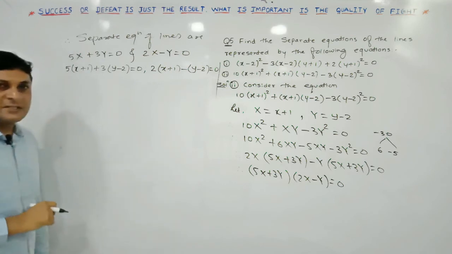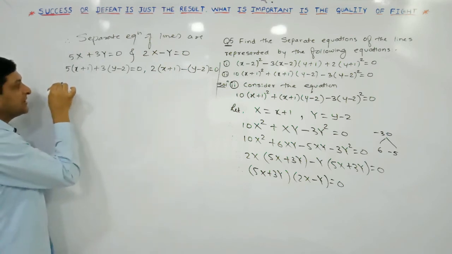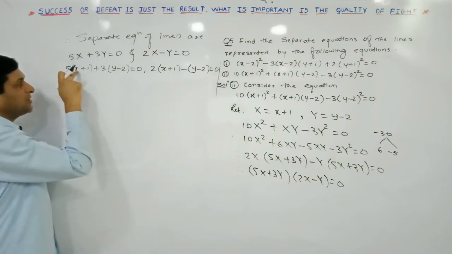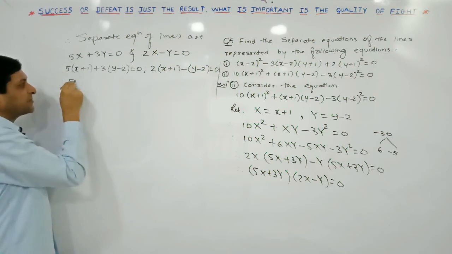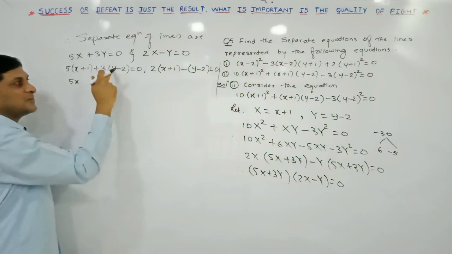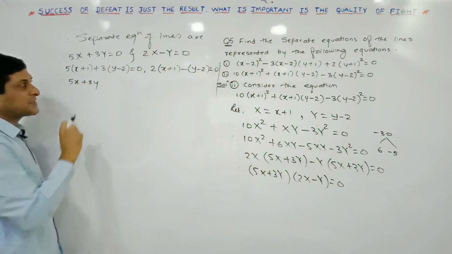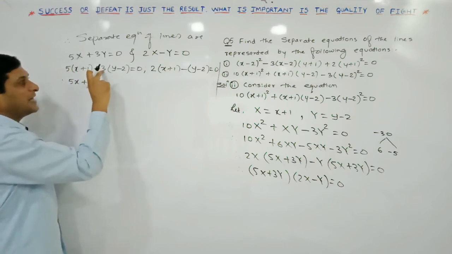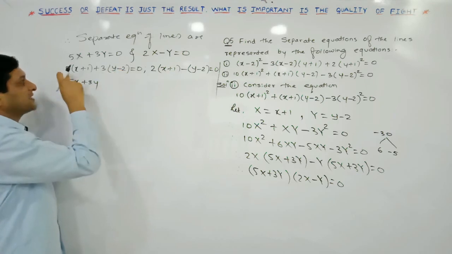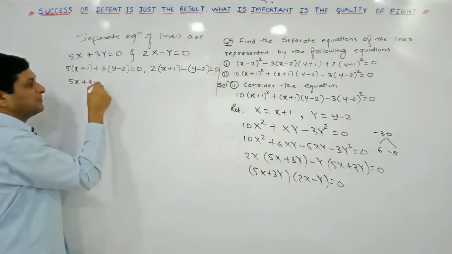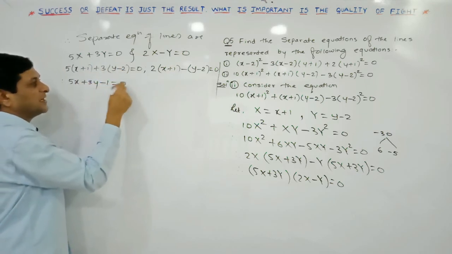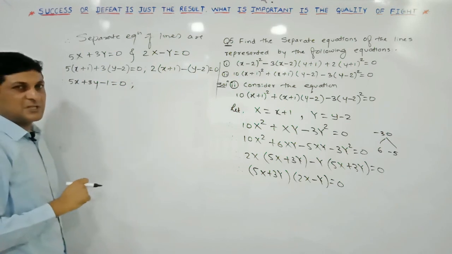Now the remaining part is just to simplify this equation. So first collect the terms of x. Only one term of x is there, that is 5 into x will be 5x. Then write down the term of y. 3 into y will be equal to 3y. Collect the constant terms. 5 ones are 5 and 3 into minus 2 is minus 6. 5 minus 6 will be equal to minus 1, is equal to 0. So this is the first equation of a line.